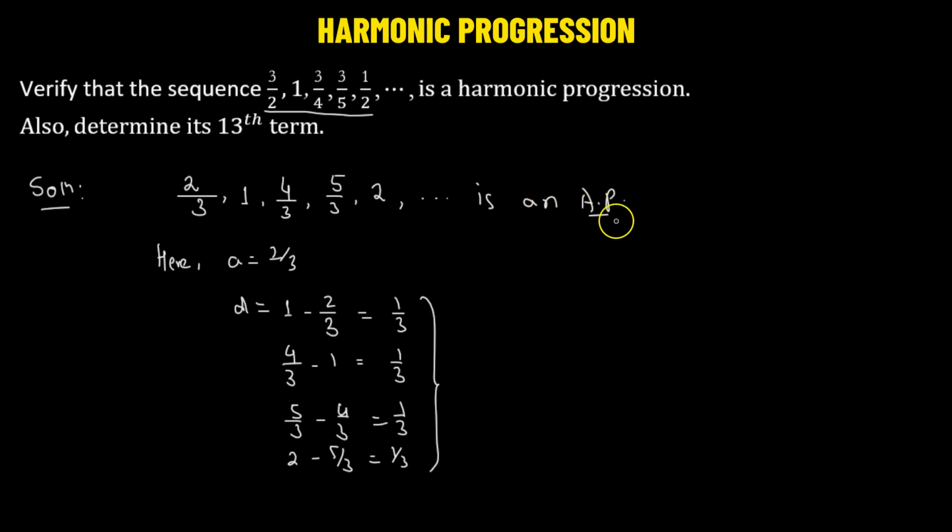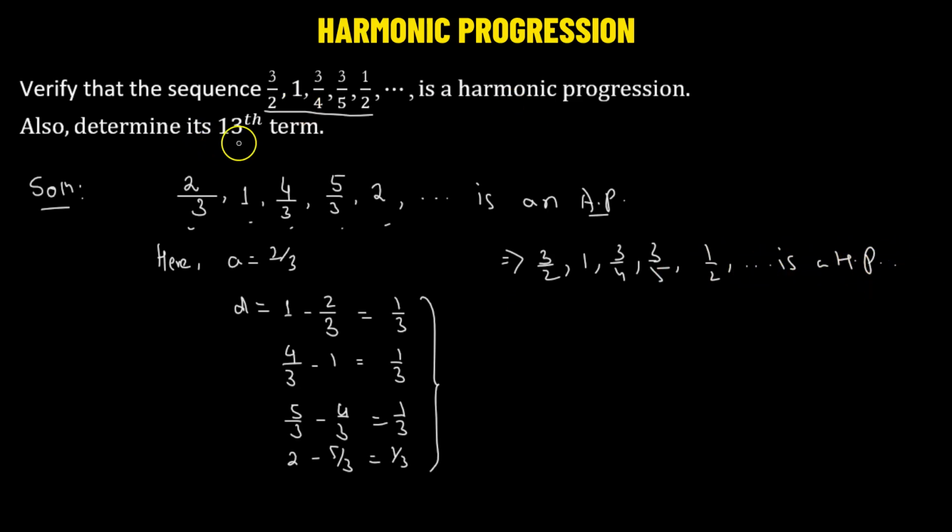Now, because it's an arithmetic progression, it must be true that the reciprocal of each term must be a harmonic progression. This implies that 3 over 2, 1, 3 over 4, 3 over 5, 1/2 is a harmonic progression. So this must be true.